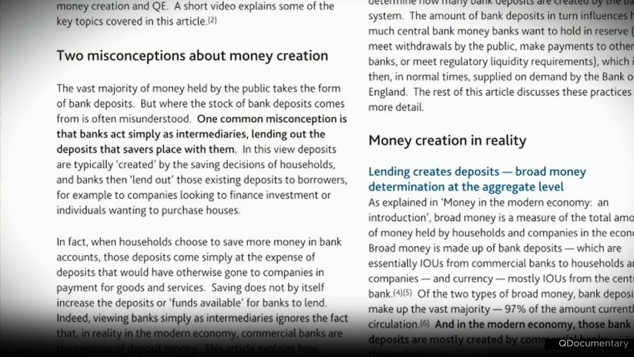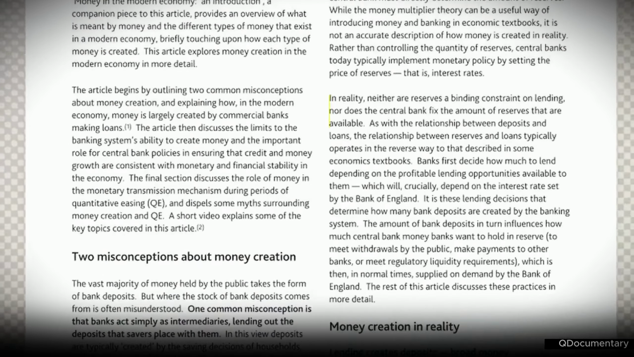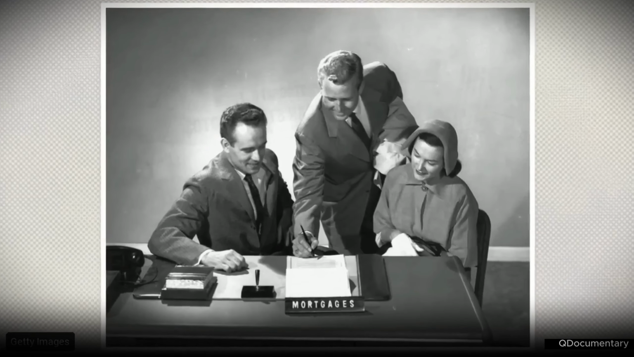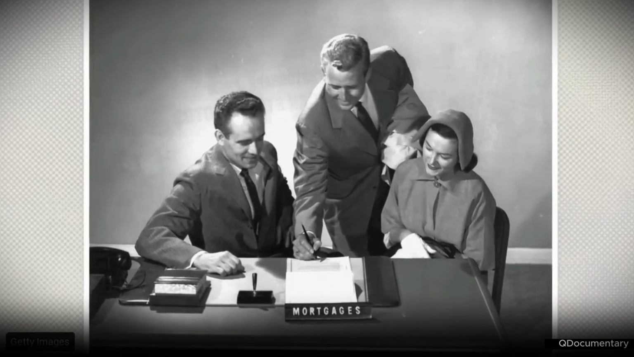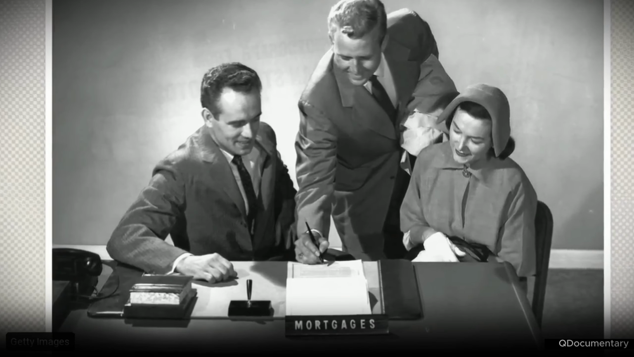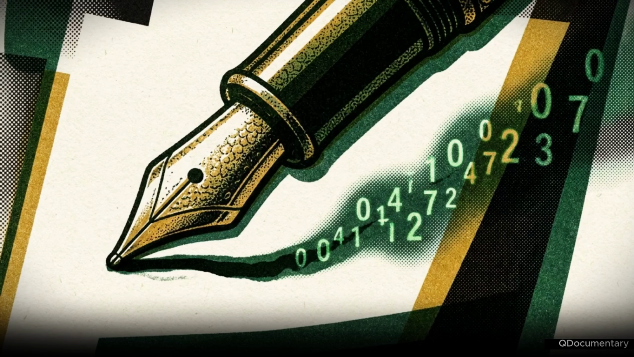This 2014 quarterly bulletin from the Bank of England states explicitly that banks do not act simply as intermediaries lending out deposits. Furthermore, the amount of central bank reserves does not constrain how much a commercial bank can lend. Instead, they rely on what economists call fountain pen money. When a bank issues a mortgage, they do not hand over pre-existing currency. The act of lending actually creates a matching deposit out of thin air. The loan creates the deposit, not the other way around.